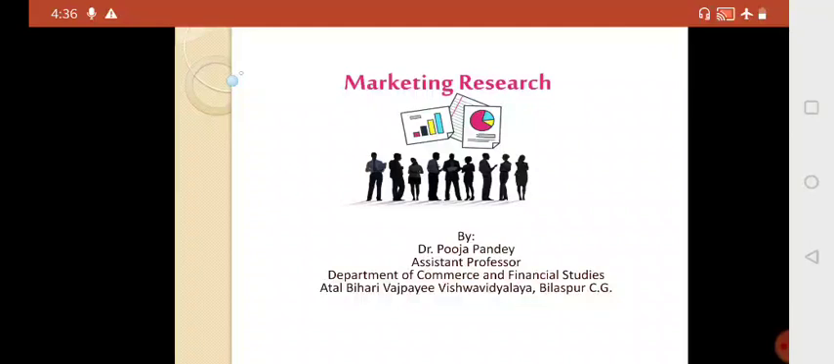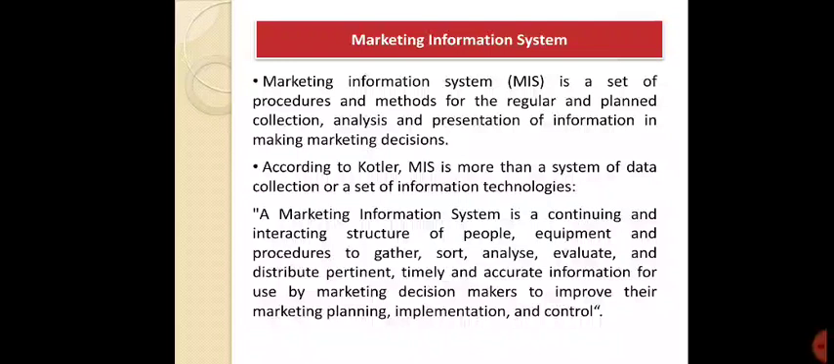In the last lecture, I discussed the marketing research process, and in this lecture, I will discuss the marketing information system. Let's discuss what is marketing information system. The marketing information system refers to the systematic collection, analysis, interpretation, and storage of market information from both internal as well as external sources to the marketer on a regular and continuous basis.